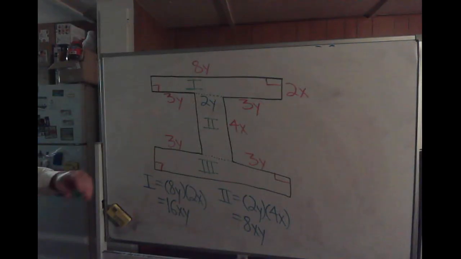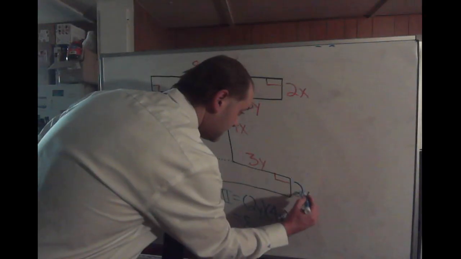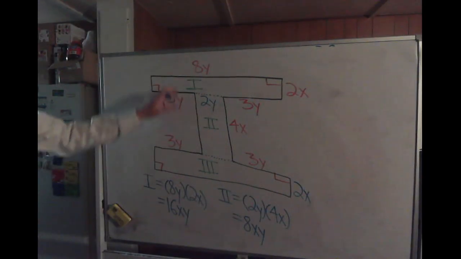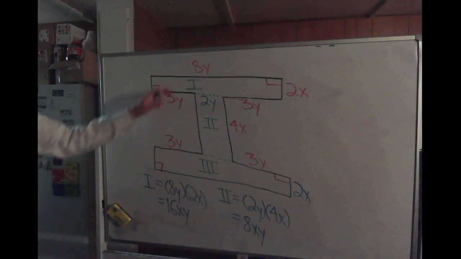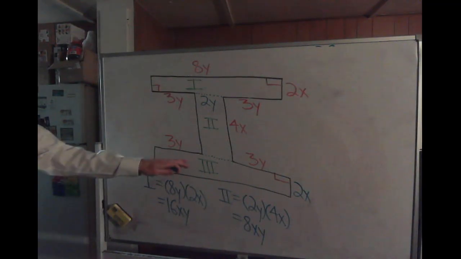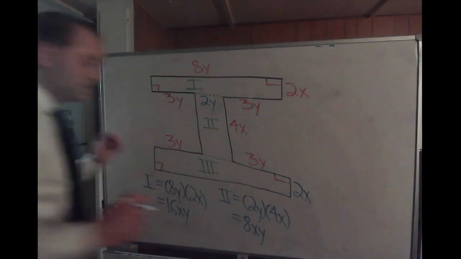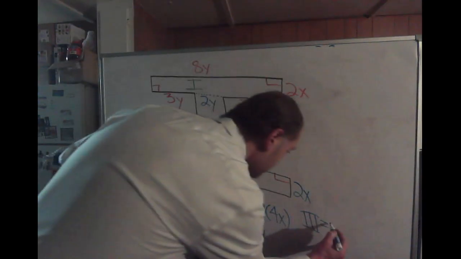Now, if you look at this, because in fact this even has a length of 2x, I think we can clearly see we have 2 congruent rectangles between 1 and 3, right? These two are congruent. We can use the area congruence postulate to save ourselves a step and deduce that the area of region 3 equals the area of region 1, which is also 16xy.